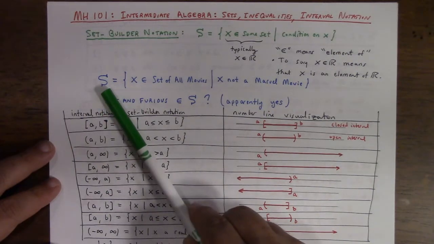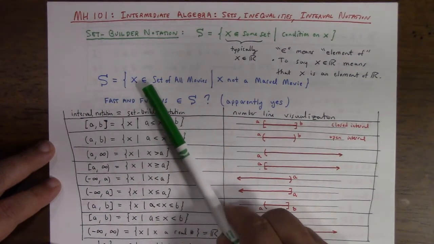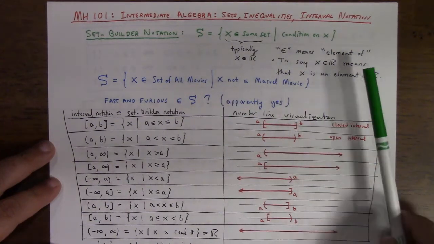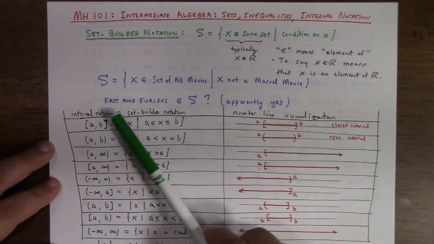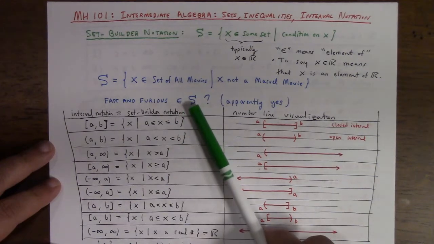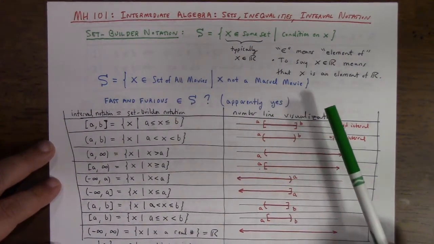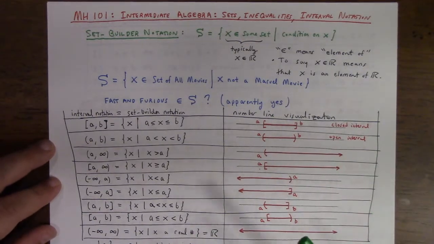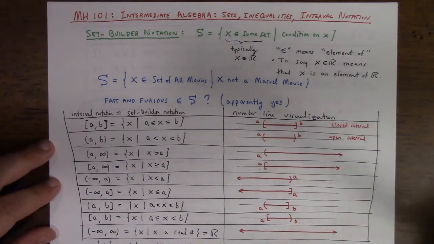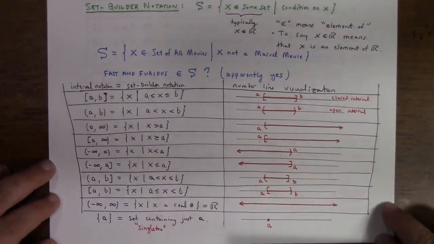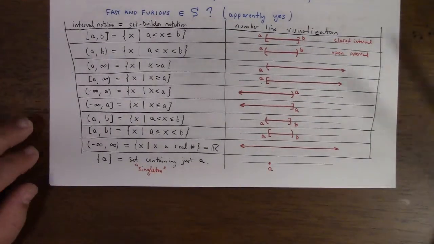Here's a silly example. You could say S is the set such that x is from the set of all movies and x is not a Marvel movie. So, for example, Fast and Furious, would that be an element of S? Well, some people would argue yes. I made arguments that perhaps we should think of Fast and Furious as a Marvel movie the other day. But anyway, silliness aside, here are our intervals right here.